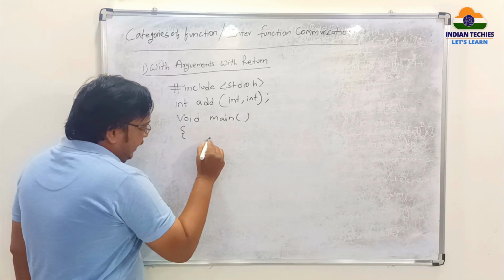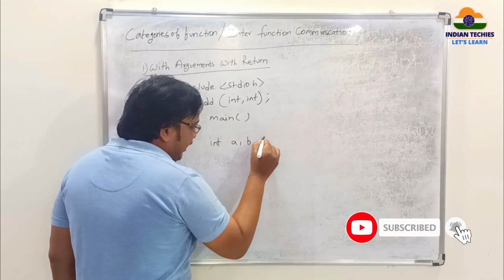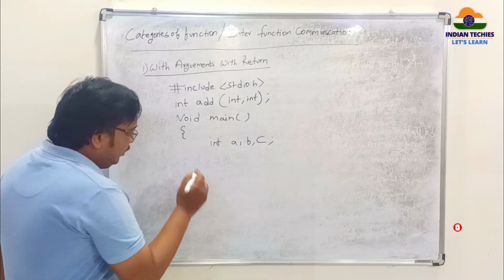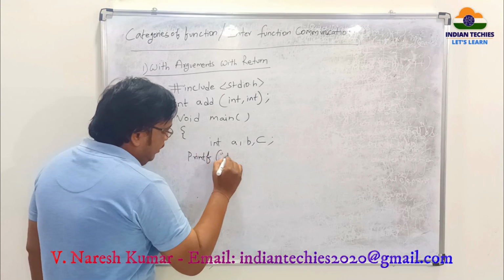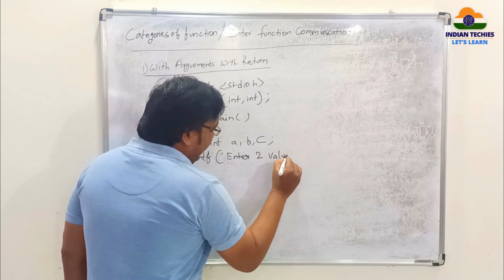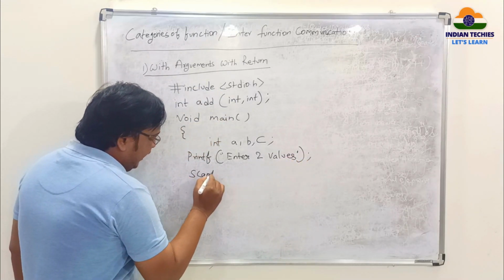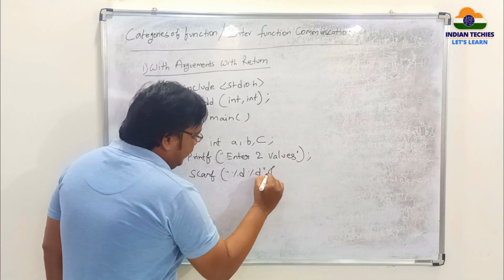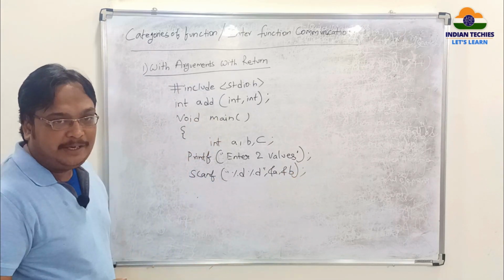Here I need three variables because I should send a, b values and I will get one value returned that I have to store in c, the addition of a and b. Now first of all, take input for these two values, that is printf, enter any two values, or whatever statement you would like, you can write. Next, take input for these two values, that is scanf. Since they are integers, %d, ampersand a and ampersand b. Now I have taken input for a and b values.